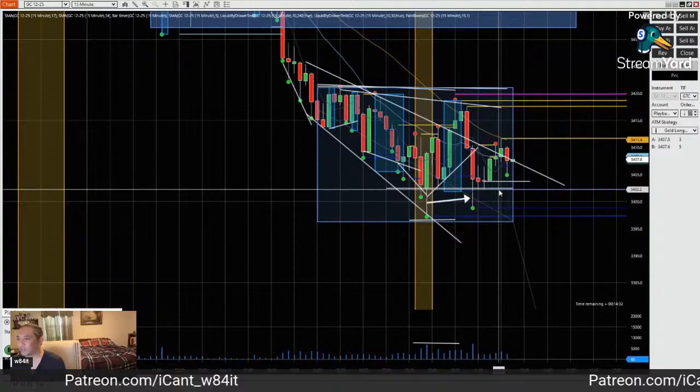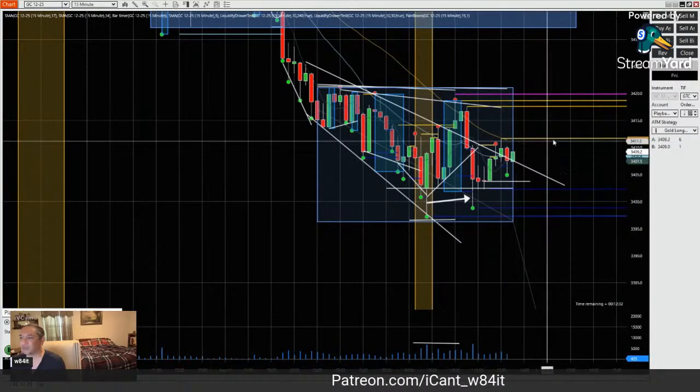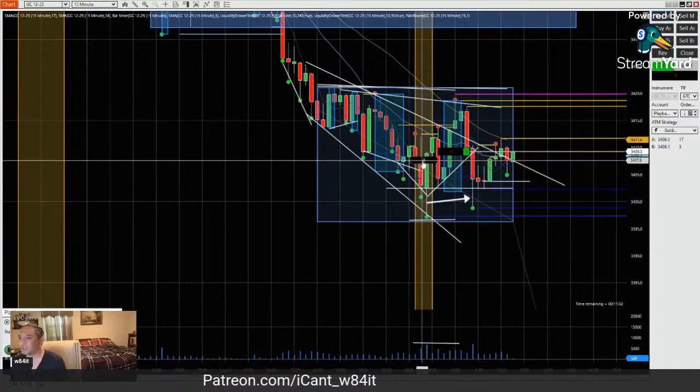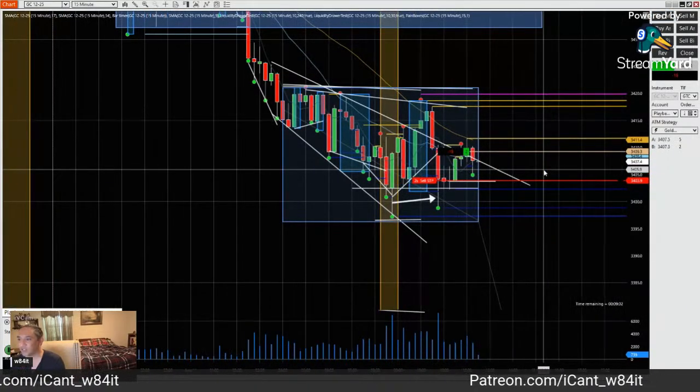But it did grab the liquidity here. Green dot there showing it grabbed the liquidity. Possibly a bullish move because it stayed above that trend line right there. Grab this, drag it below the low of this indecision candle.